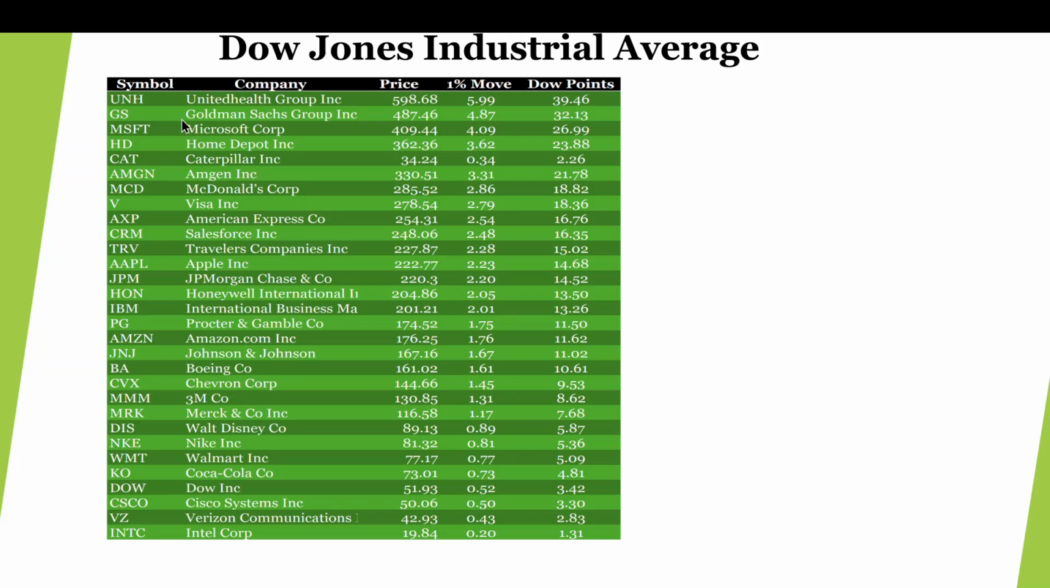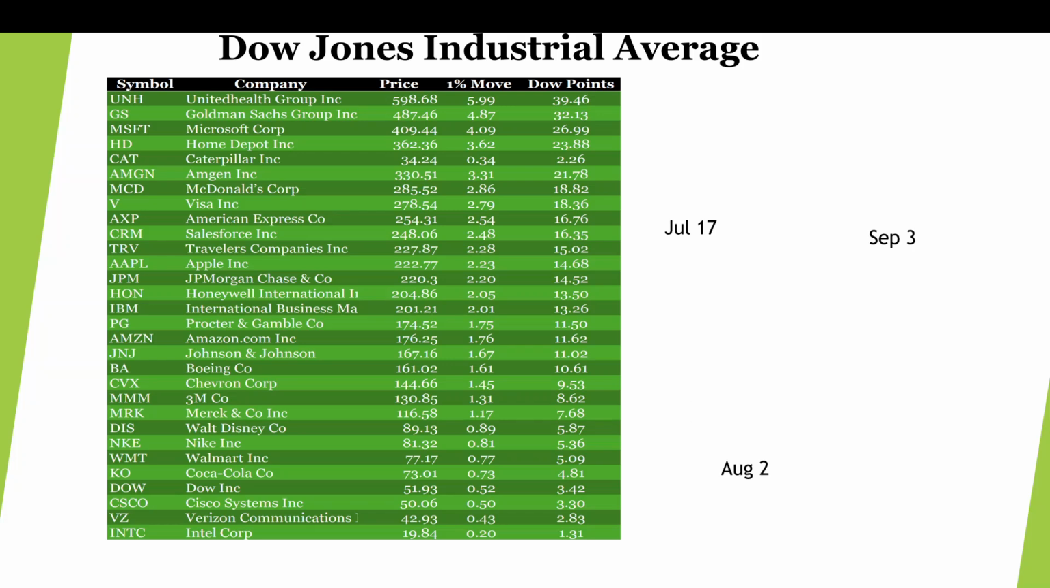Consequently, a $1 change in a stock's price results in a greater than 1 point change in the Dow. This presentation illustrates how price movements influence the average. For instance, for United Healthcare, a 1% move is $5.99 as of September 3rd. That adds about 39 Dow points. If you look at the lowest price stock, Intel, a 1% move adds a little over 1 Dow point. And remember, the Dow is at 40,000, so it's not much.